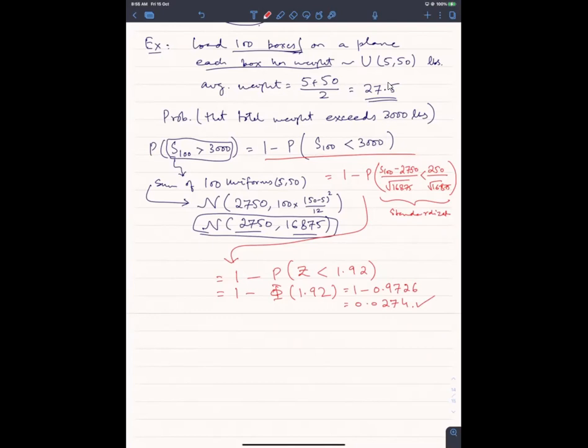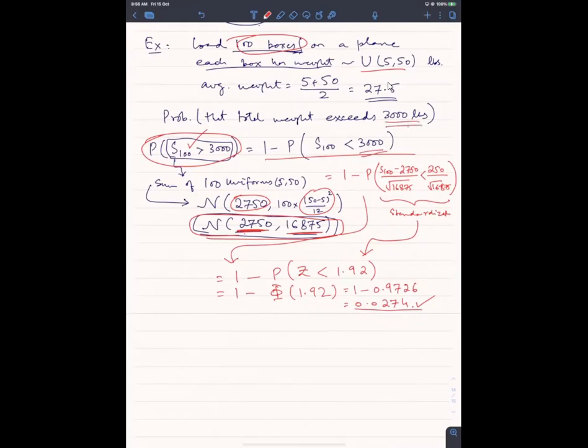सो यहाँ पे क्या किया कि 100 बॉक्सेस थे, हर एक का वेट यूनिफॉर्म था। 100 बॉक्सेस के वेट को ऐड कर लिया हमने। उसके बाद सेंट्रल लिमिट थ्योरम लगा दिया। सेंट्रल लिमिट थ्योरम कहता है कि ये S100, जो द सम ऑफ द वेट ऑफ द 100 बॉक्सेस है, वो नॉर्मल होगा विद सम पैरामीटर्स, जो 100 टाइम्स द मीन ऑफ द यूनिफॉर्म, एंड वेरिएंस 100 टाइम्स द वेरिएंस ऑफ दिस यूनिफॉर्म होंगे। सो ये आपके पास एक नॉर्मल रैंडम वेरिएबल आ गया विद सम मीन एंड सम वेरिएंस, और उसको हमने स्टैंडर्डाइज किया। स्टैंडर्डाइज करने के बाद टेबल से लुकअप करके आंसर निकाला। So very small probability कि the weight will exceed 3000 pounds.